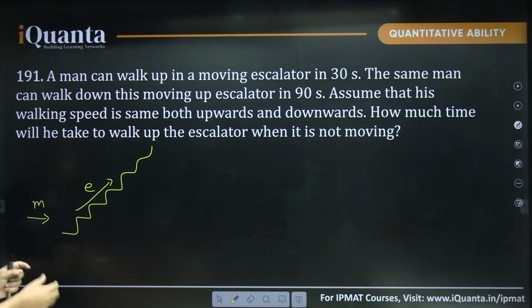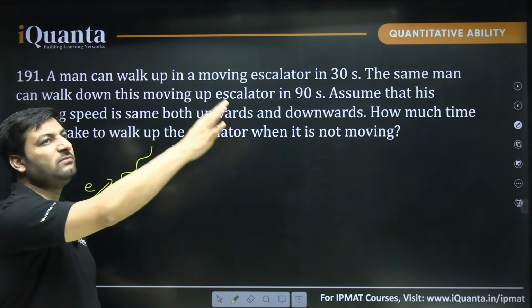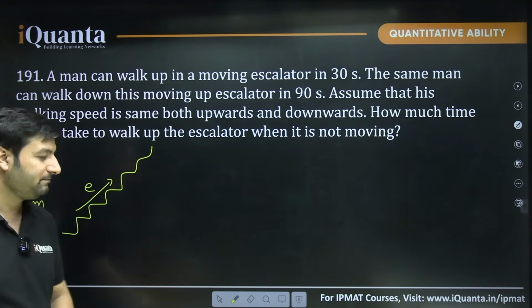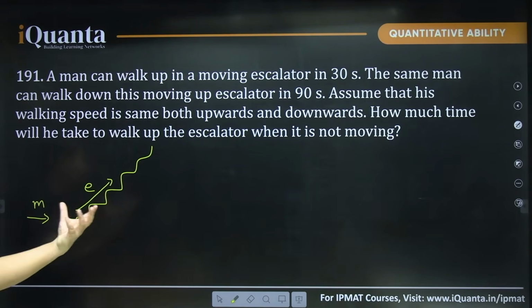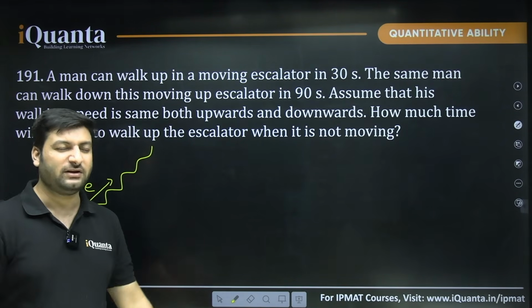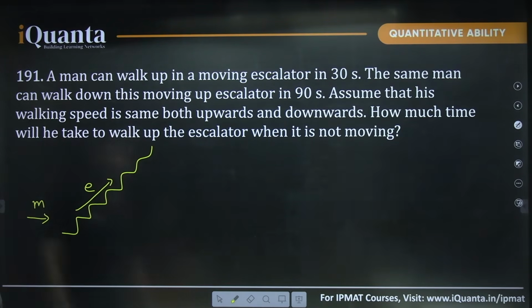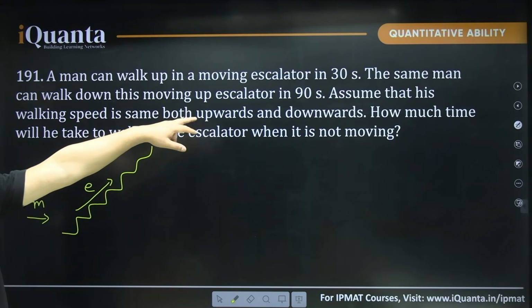And what happens when you just hop on to the escalator and stop there? Suppose I hop on to the escalator and I stop, then I am simply moving with the speed of the escalator, isn't it? So in that case, my speed and the escalator speed become the same. This is something you have observed in your daily lives, isn't it?